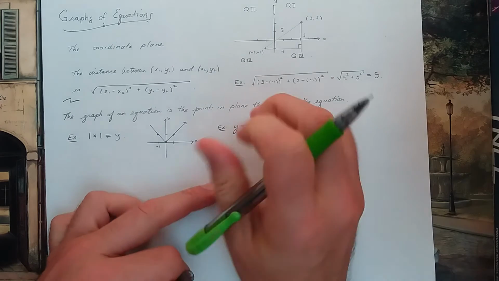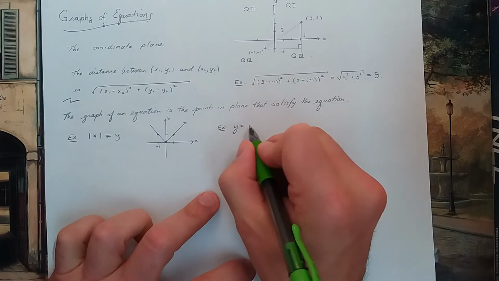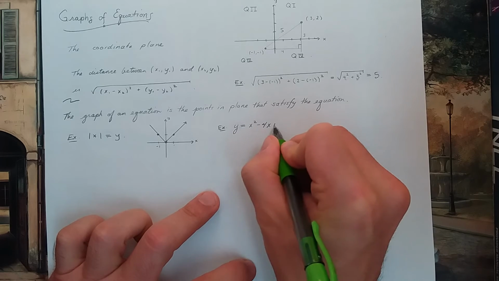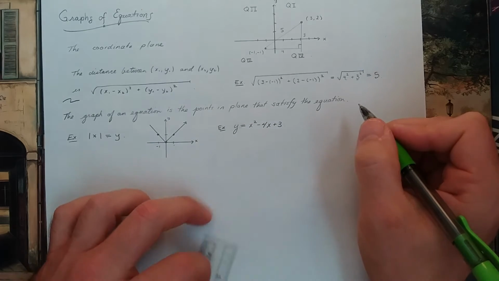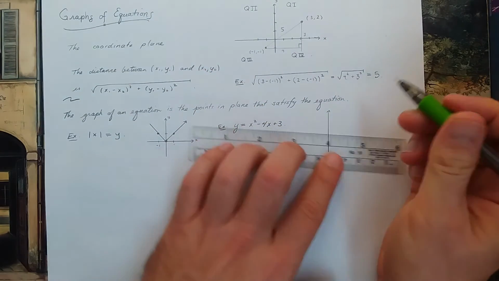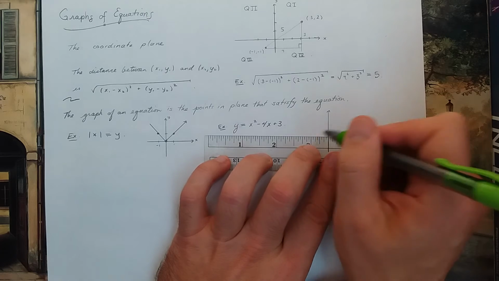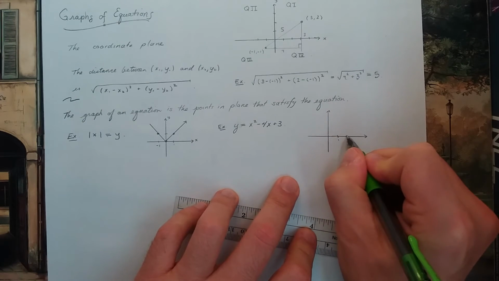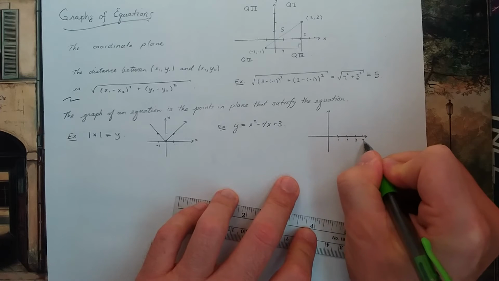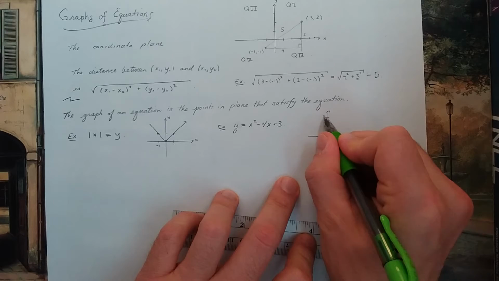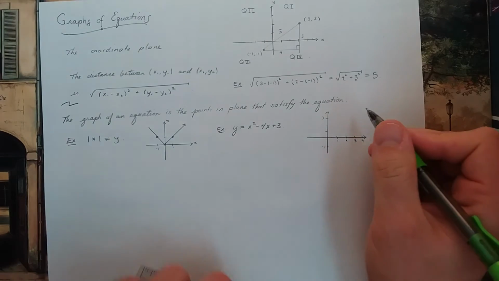y equals x squared minus 4x plus 3. So let's draw our x and y axes. There's 1, 2, 3, 4. Maybe the height is 1, 2, 3, negative 1.